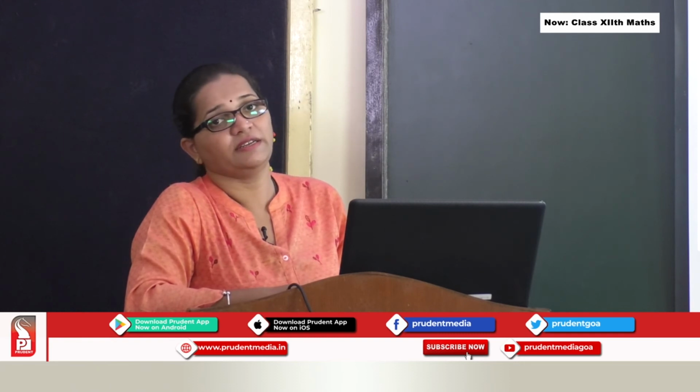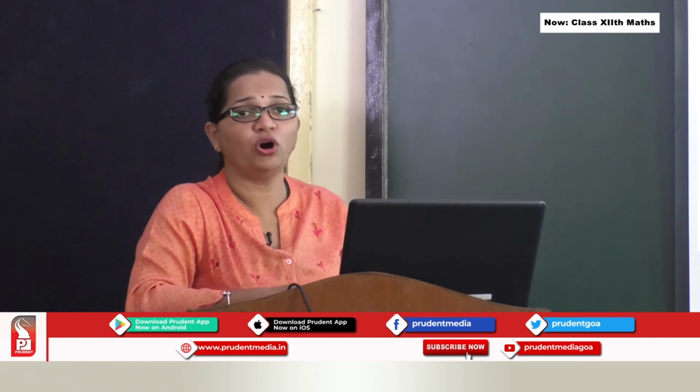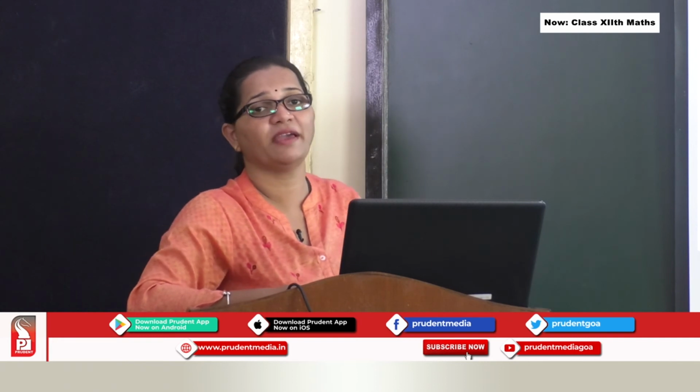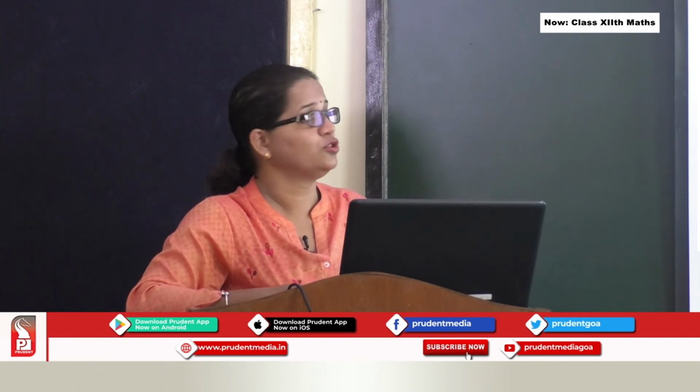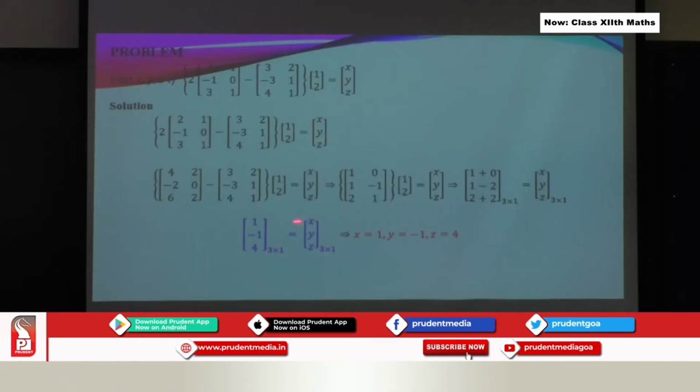So at the beginning when we studied equality of two matrices, I said both matrices are supposed to have the same order. That's the first condition. So are they having the same order? Yes, 3 by 1, 3 by 1, right? And here, the second condition was what? The second condition says the corresponding entries are supposed to be equal. So with that I say x equals 1, y equals minus 1 and z equals 4. So what is the value of x? 1. What is the value of y? Minus 1. And what is the value of z? 4.